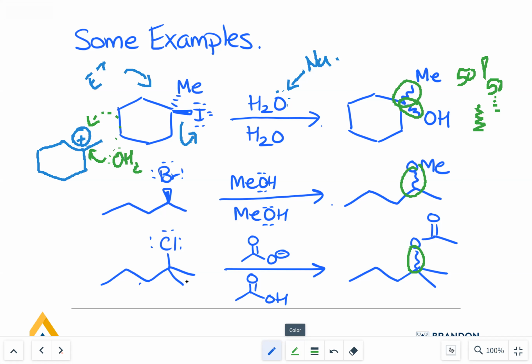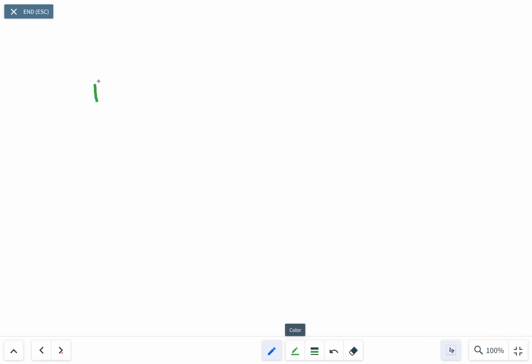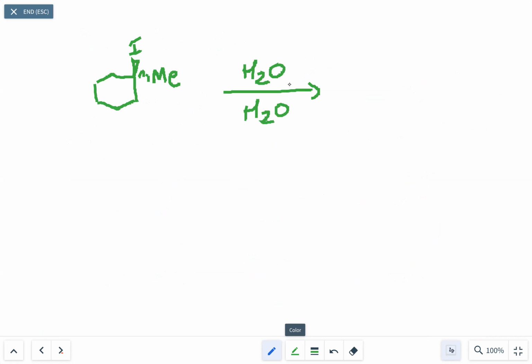Let's just do that. I'm redrawing our little molecule here. Okay, so you notice here the solvent is in fact actually the nucleophile. So that's one interesting thing.